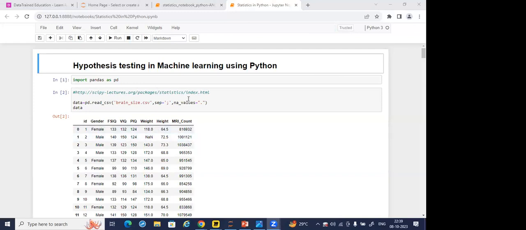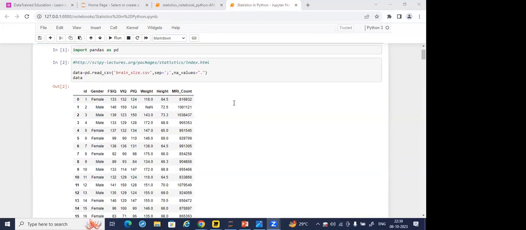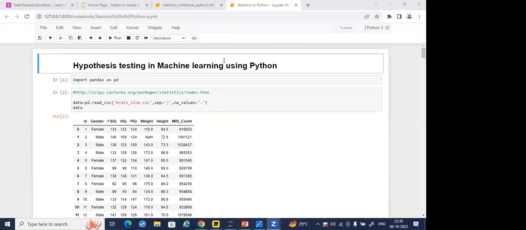Suppose here I'm loading one of the files, brain size.csv. I'm taking a random file; we can take any file. When I check this file, you can see certain columns such as ID, gender, and certain medical values such as FSIQ, VIQ, PIQ. Then come the weight, height, and MRI count.